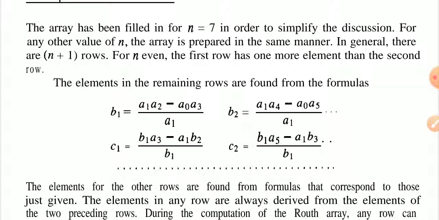For any other value of n, the array is prepared in the same manner. In general there are n plus 1 rows. For n even the first row has one more element than the second row also. The elements in the remaining rows are found from these formulas. b1 is equal to a1 a2 minus a0 a3 by a1. This is the first equation.